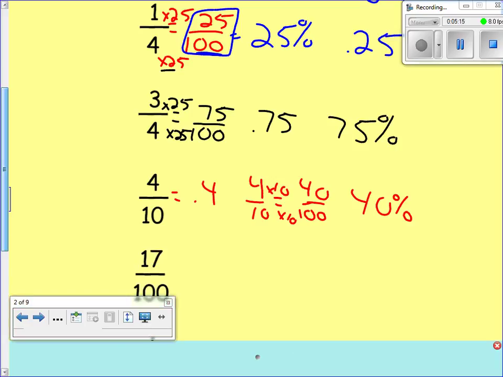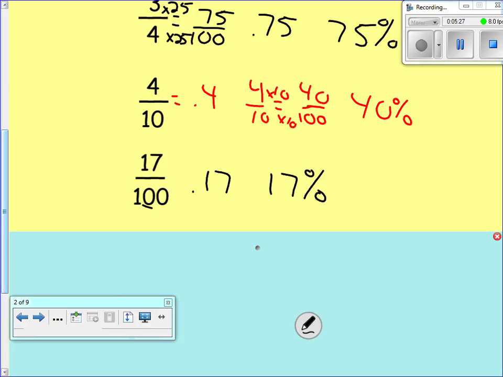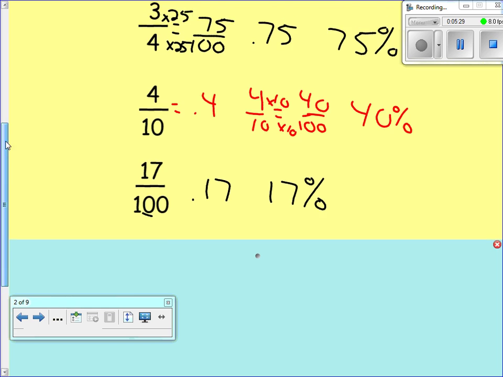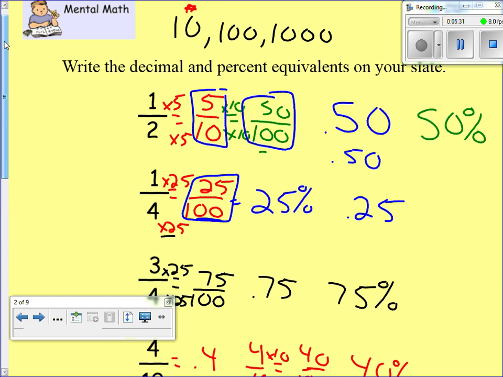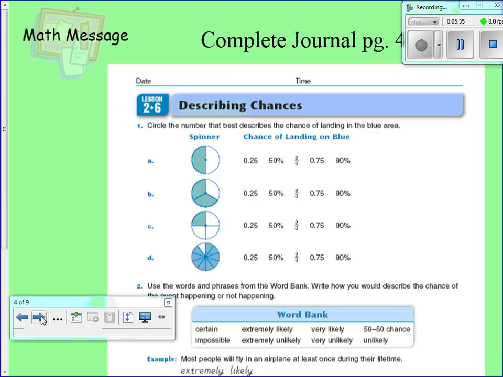Last one. We won't do that one after that. Last one here. 17 over 100. Well, that's easy. It's already out of 100. 17%. Remember, when you're dealing with these decimals and percents, it always has to be out of 100. Let's keep on moving on to what today's lesson's about here.